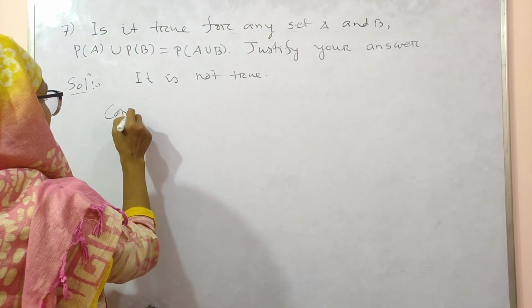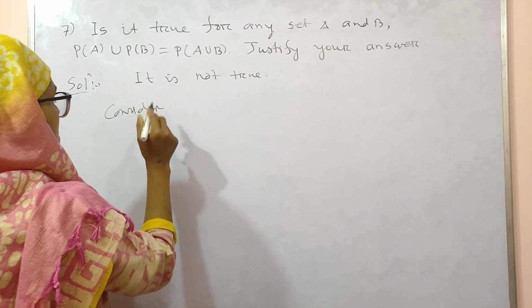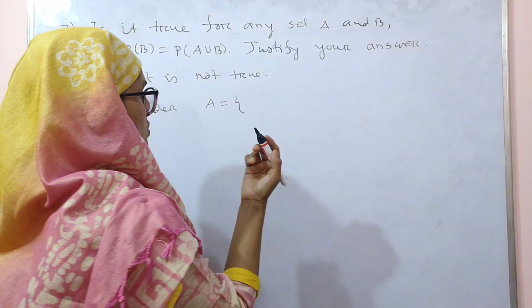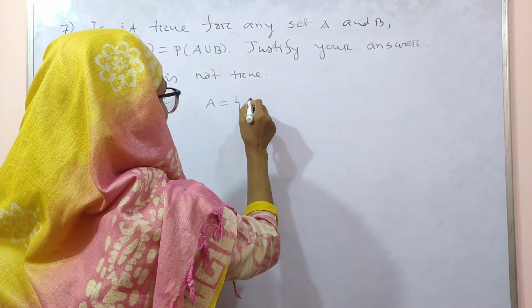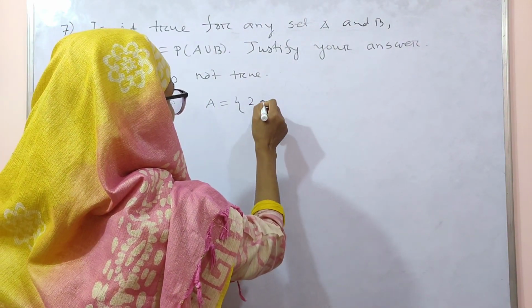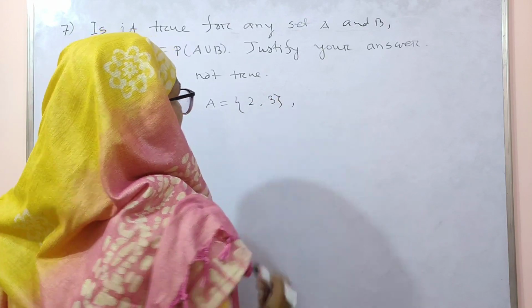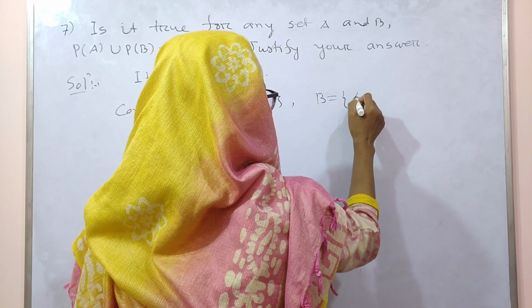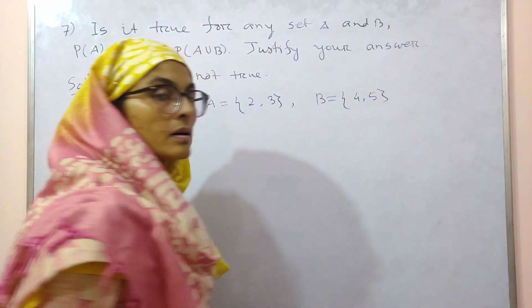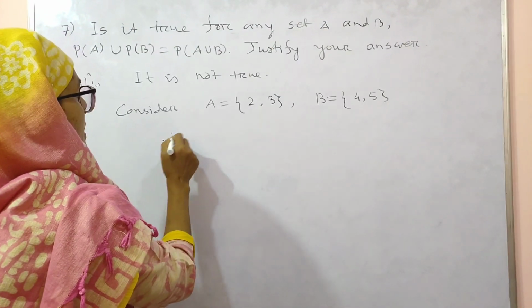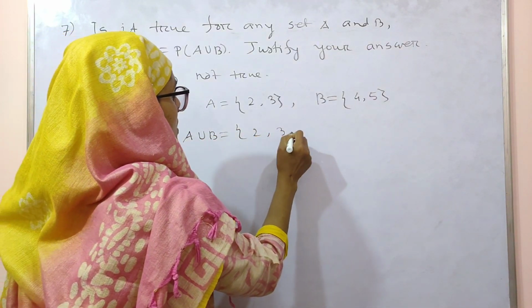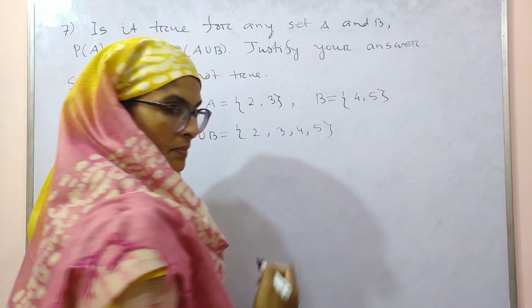Consider or take an example. Consider A equal to, say, any elements. You can take any elements, say {2, 3}, and B equal to {4, 5}. Then A union B, you will get {2, 3, 4, 5}.